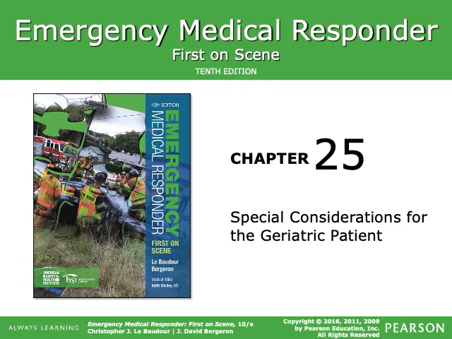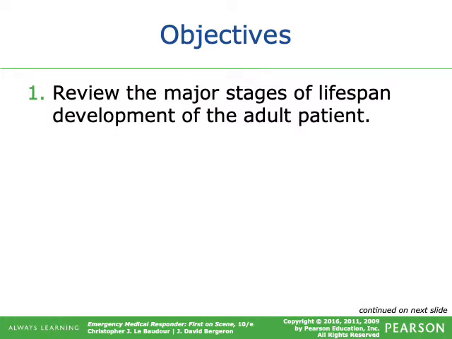All right, chapter 25. This chapter is going to cover special considerations for the geriatric patient. All right, objectives for chapter 25. Review the major stages of lifespan development of the adult patient.